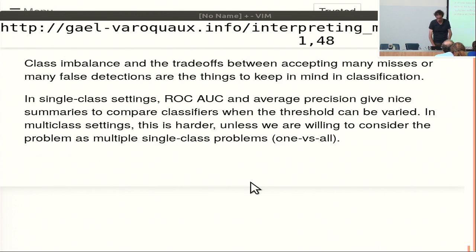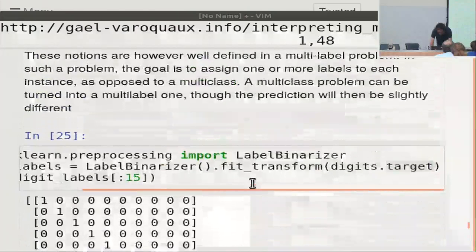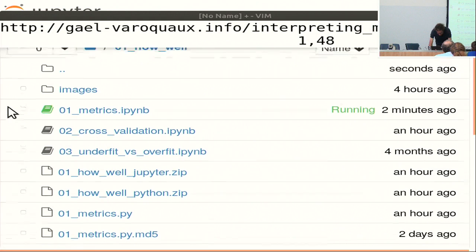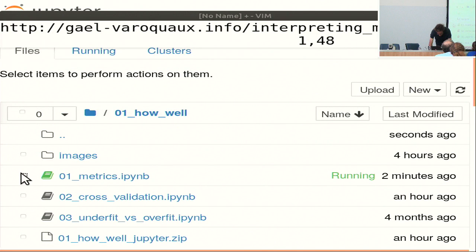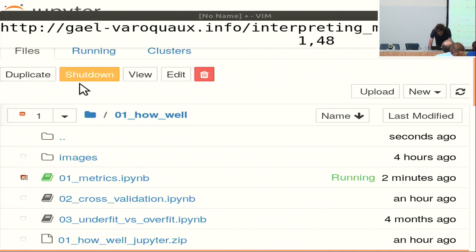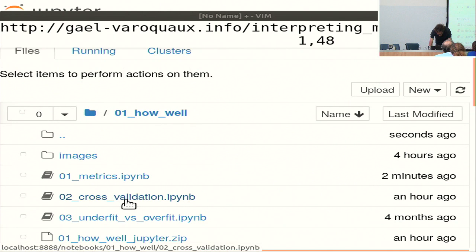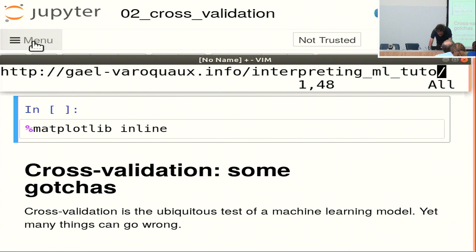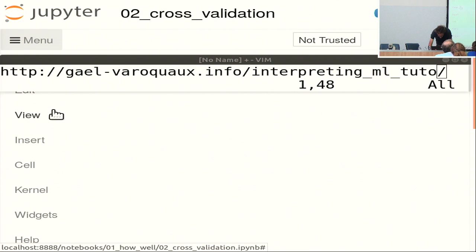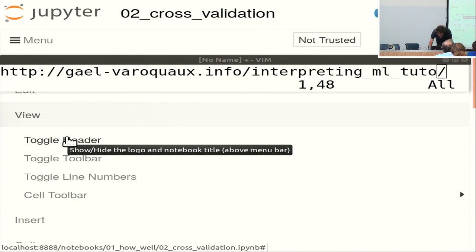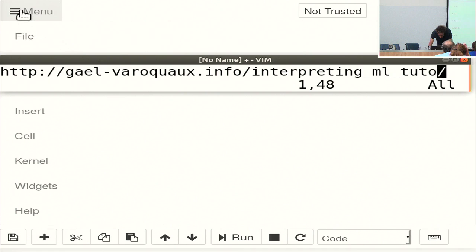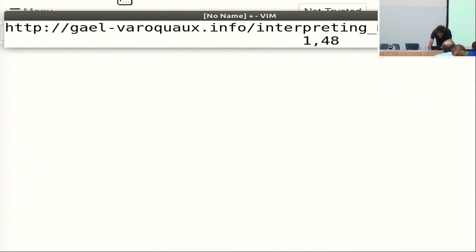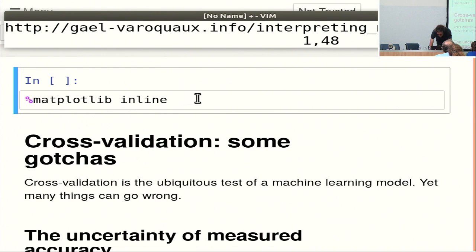Okay. I'm going slowly, so we can switch to the next notebook, and I can kill this one. Shut down. And we can switch to cross-validation. And I can toggle the header. There we go. Okay, let's talk a bit more about cross-validation.